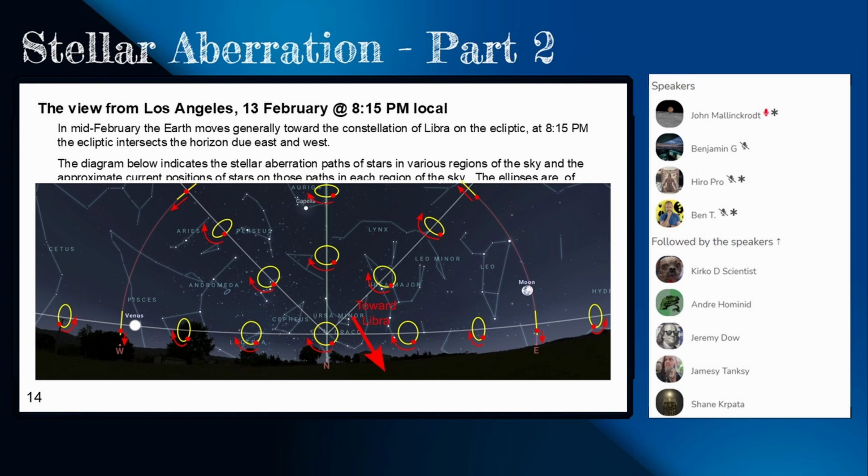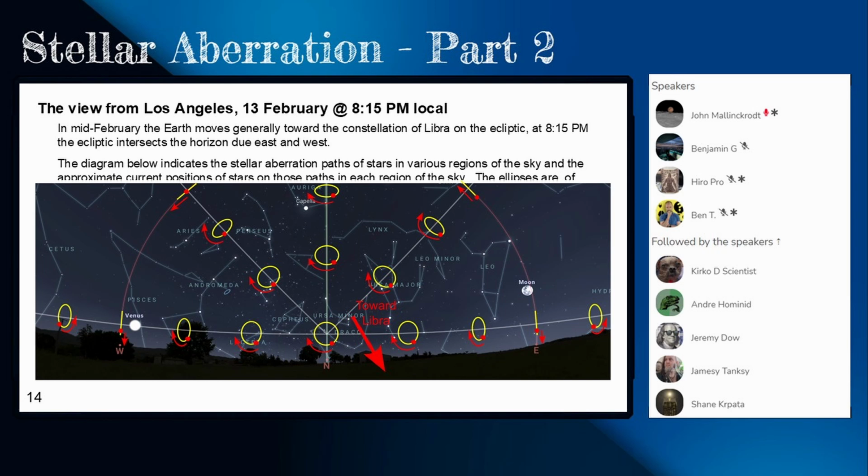I took a snapshot from Stellarium of what the sky looks like from Los Angeles, where I am, at 8:15 in the evening last night. So 8:15 last night, this is what the sky looked like.